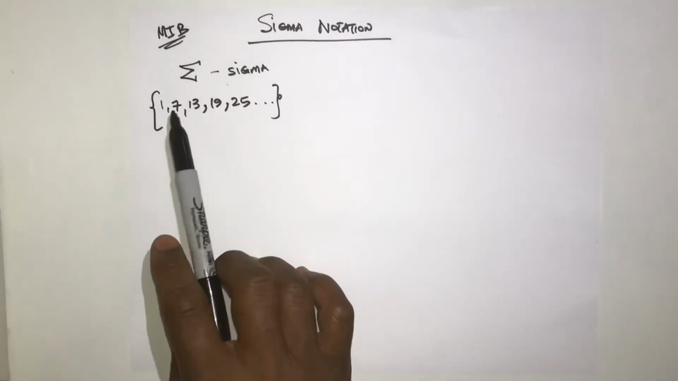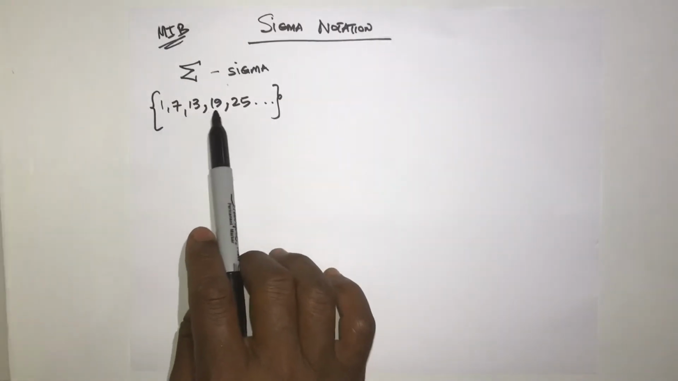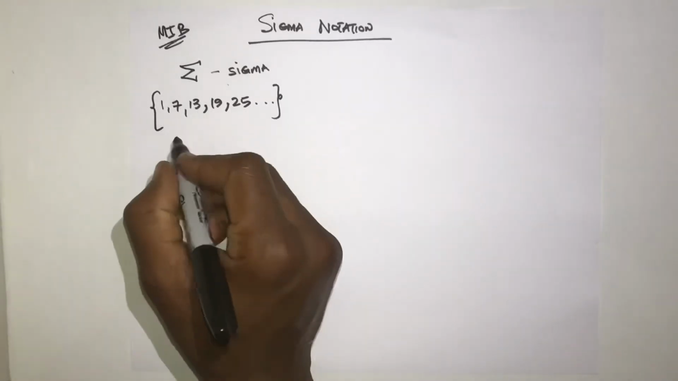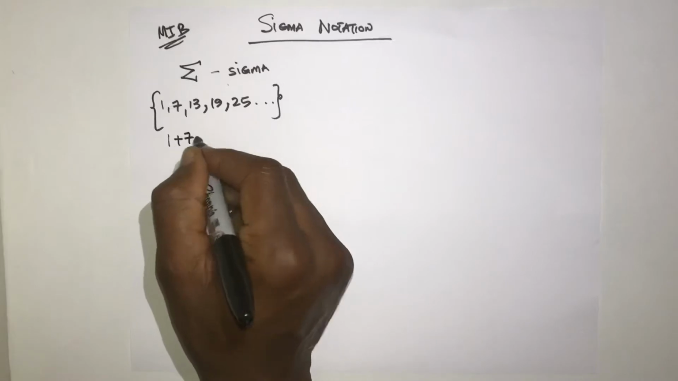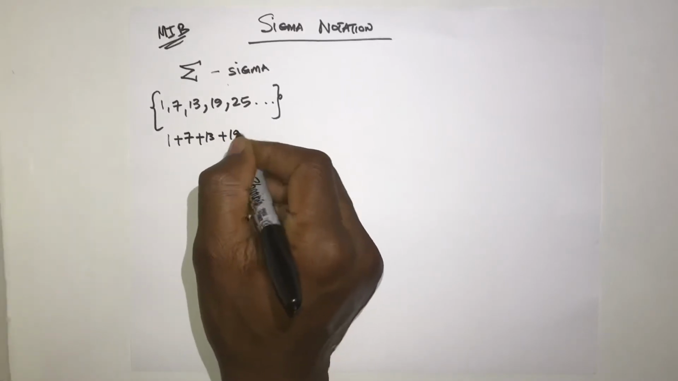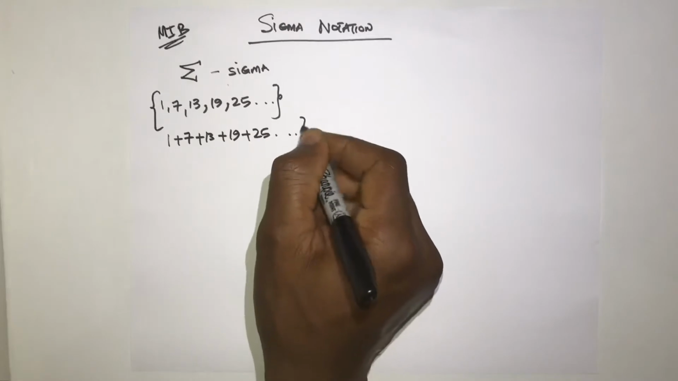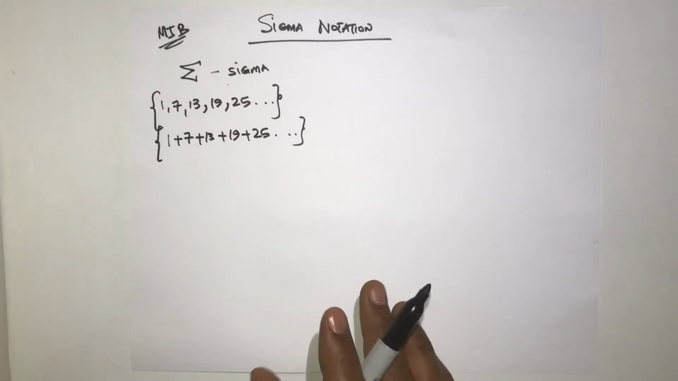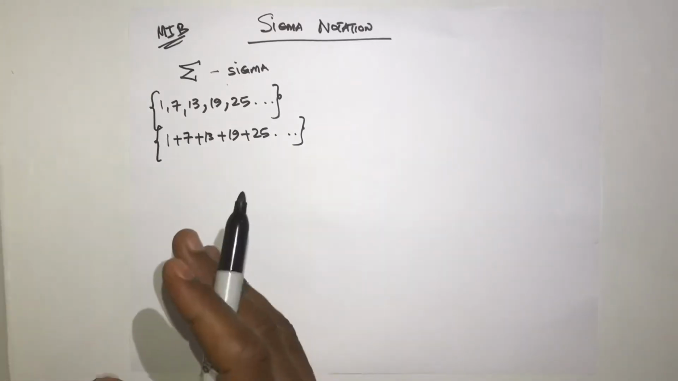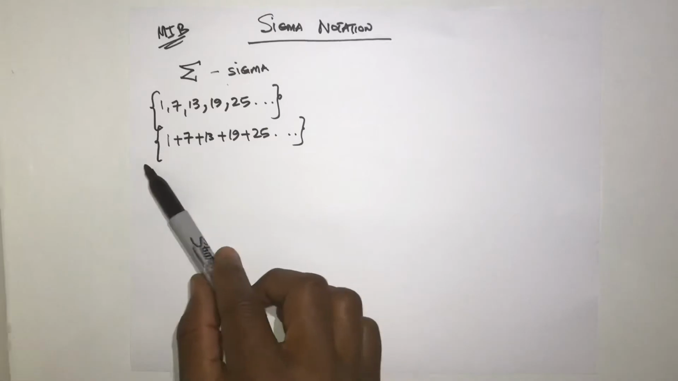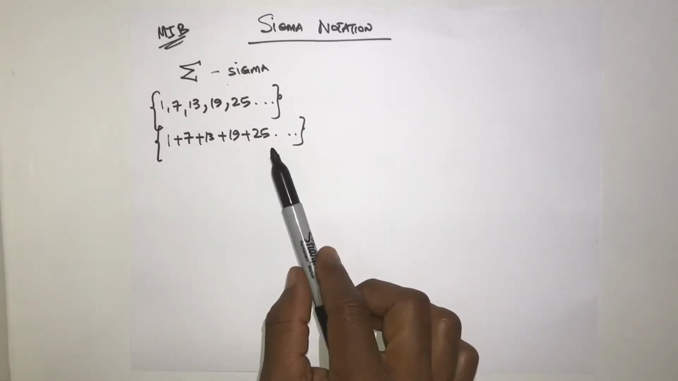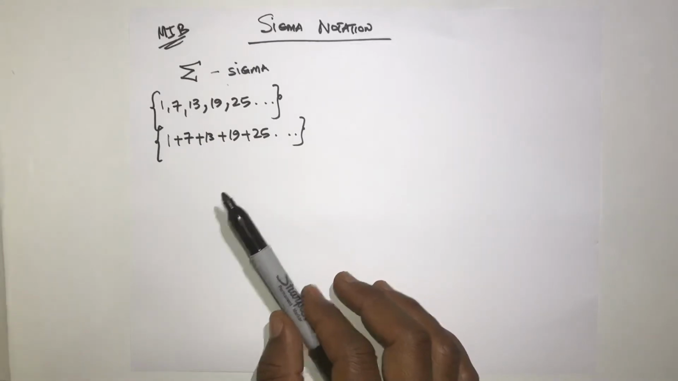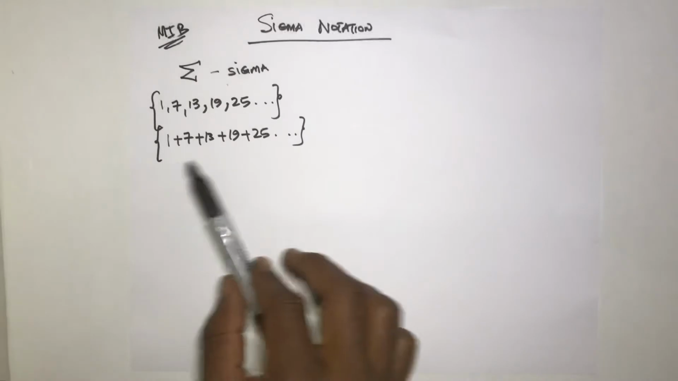Let us consider this sequence here: 1, 7, 13, 19, 25, goes on to infinity. Now the series of this sequence will be 1 plus 7 plus 13 plus 19 plus 25, goes on to infinity. One could not possibly write out all these terms. So what you'll do is find the general formula of this series and then incorporate the sigma notation to give a more general notation of the summation of the series.